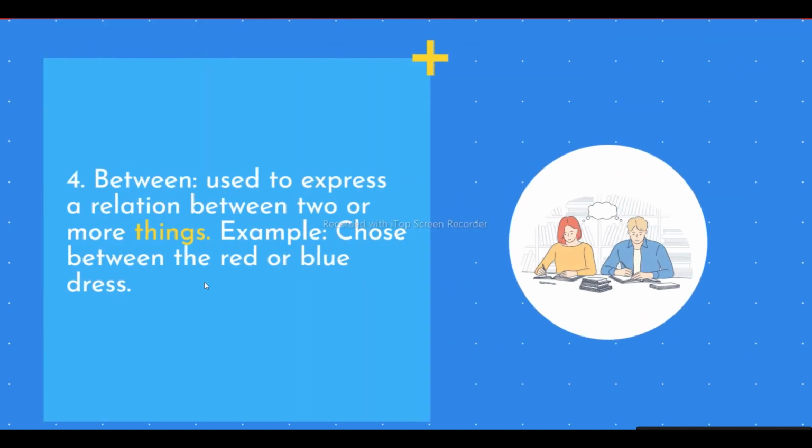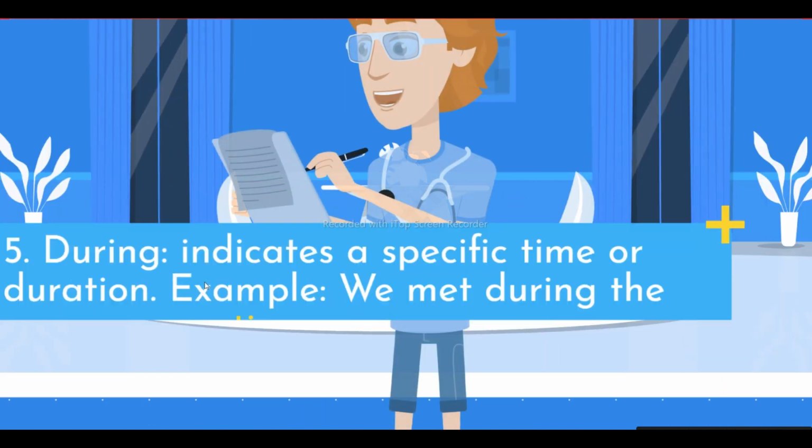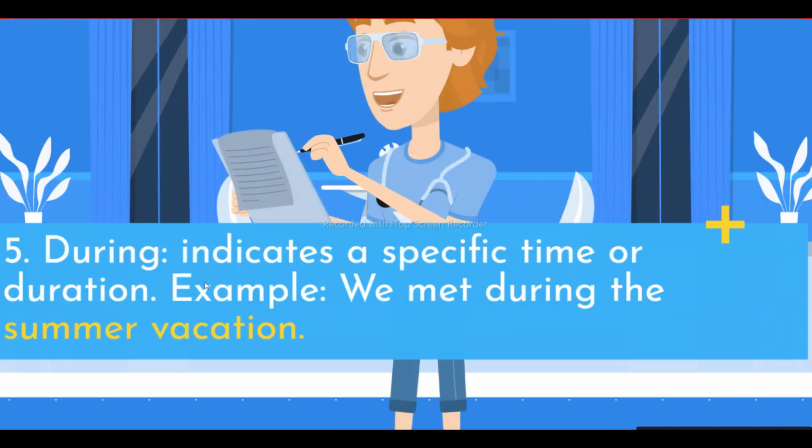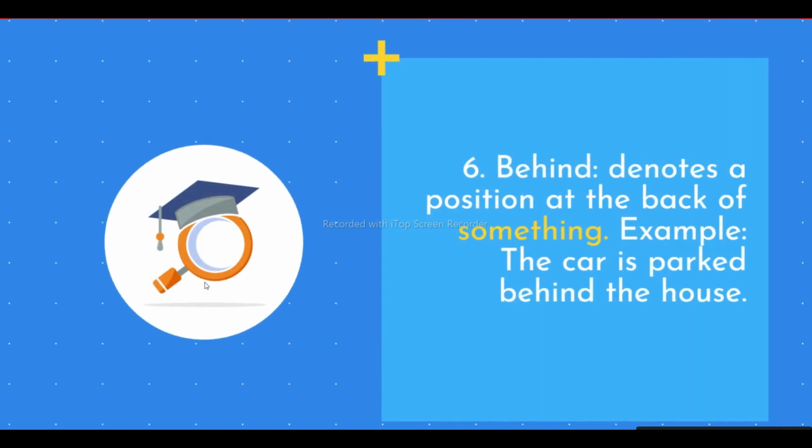4. Between, used to express a relation between two or more things. Example, choose between the red or blue dress. 5. During, indicates a specific time or duration. Example, we met during the summer vacation. 6. Behind, denotes a position at the back of something. Example, the car is parked behind the house.